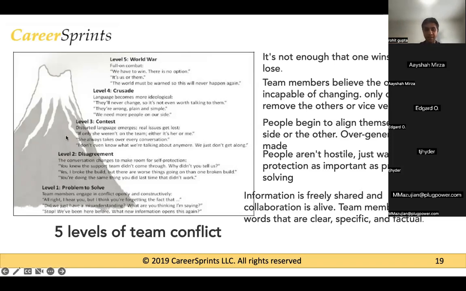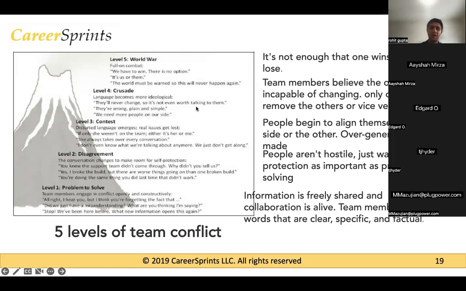So let's look at what are some of the statements. It says, if only she weren't on the team, either it's her or it's me, right? So now you're putting the other person in a difficult position. You're saying, make a choice. It's them or us. I don't even know what we are talking about anymore. We just don't get along, right? So you've reached a deadlock, basically. You kind of don't want to even talk about anything. So that's contest.